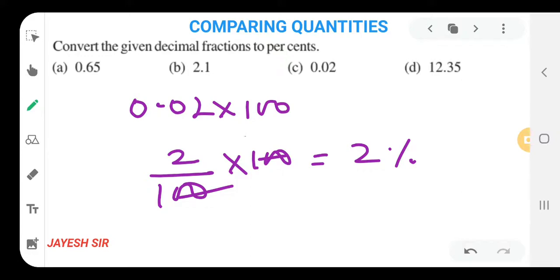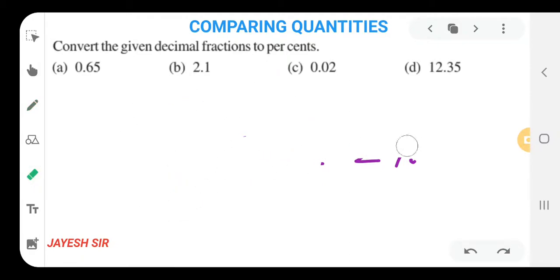Yes, how have we written 2 upon 100? The point is after 2 digits. That means in the denominator 100 should be there. That is hundreds, in terms of decimals if we are talking. I hope you all have remembered and learned the decimal place value chart.